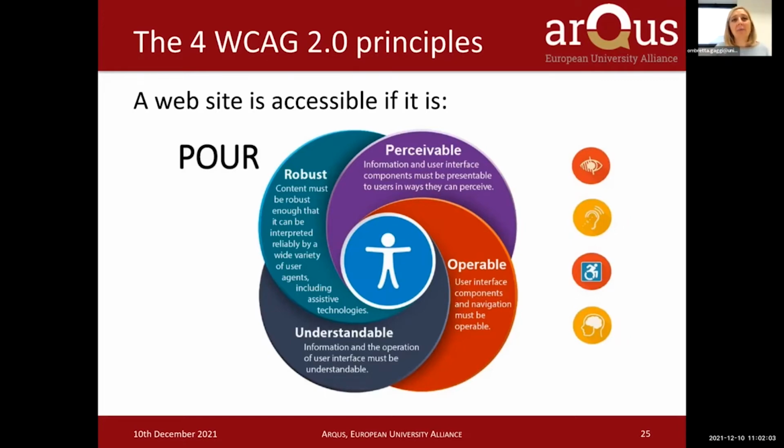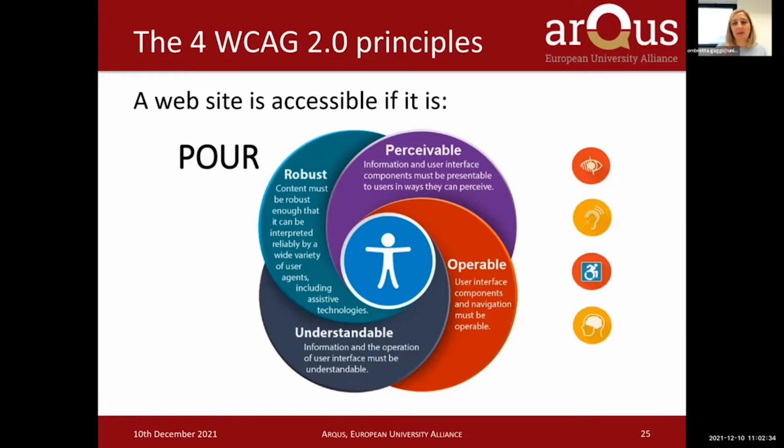Okay. Understandable means that information must be understandable for the user and designed with clear text, easy language, an easy use of the language, and we will see that in the next slide. Robust means that the content and interface must be interpreted also by people that use assistive technology. It just says that it must work.